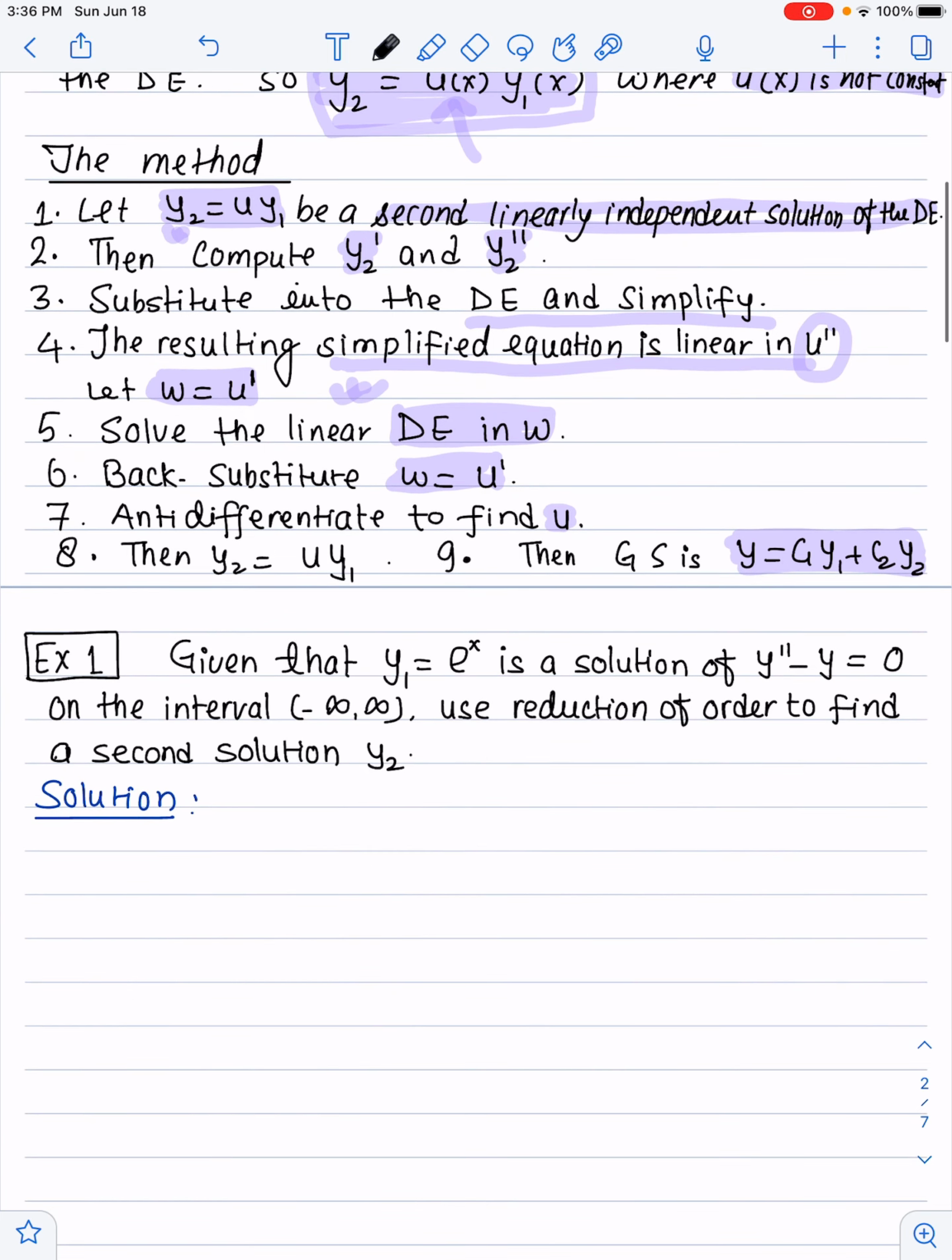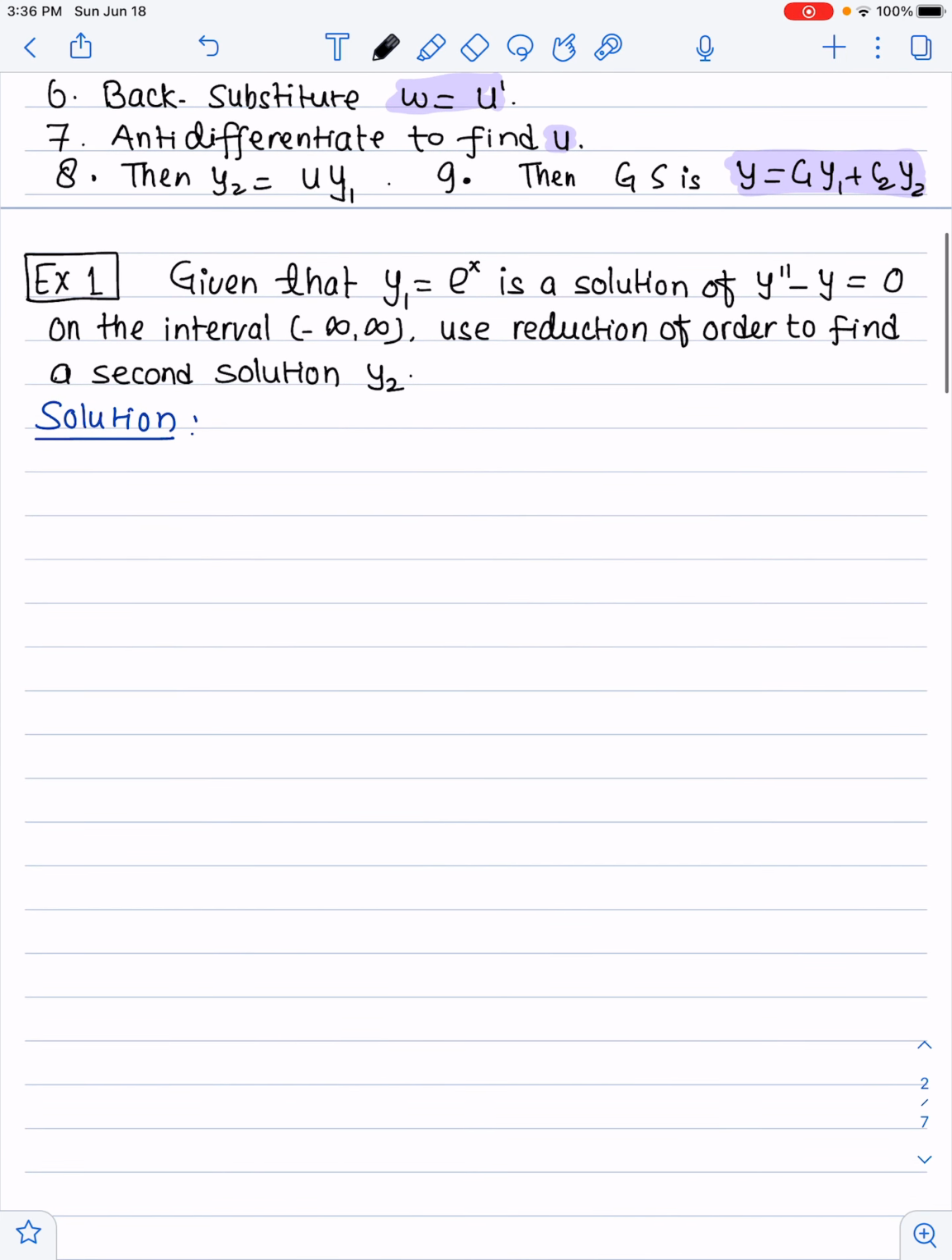Alright, so let's look at an example by using the reduction of order method. Here we have a homogeneous linear second order differential equation. We will solve this differential equation by reduction of order, since we are given one solution: y1 equals e to the x is a solution of that differential equation on the interval negative infinity to infinity. Okay, so let's just follow the method.